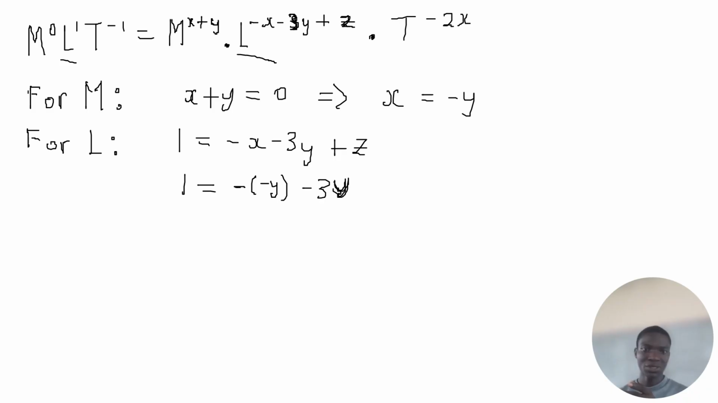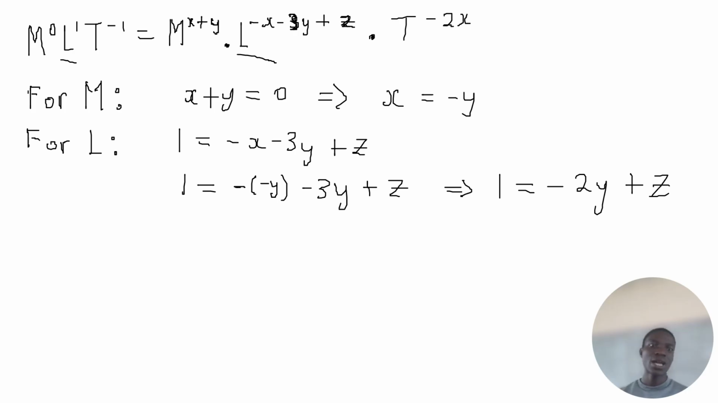Okay, let me just erase this. Okay, minus 3y and plus z, and this implies that we have 1 equals, this is plus y, so that will be y minus 3y. That should give us minus 2y plus z.